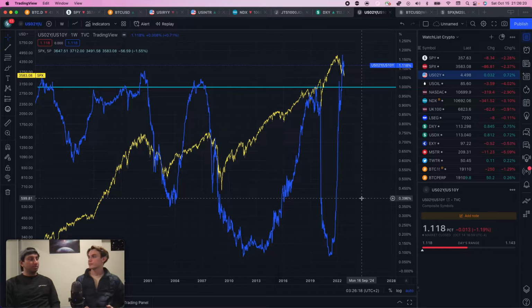Right. Which is very weird, because you would expect if you give someone your money for 10 years, they should be paying you a higher yearly return, because it's riskier. Giving your money away for more time is riskier than it is for a short time.